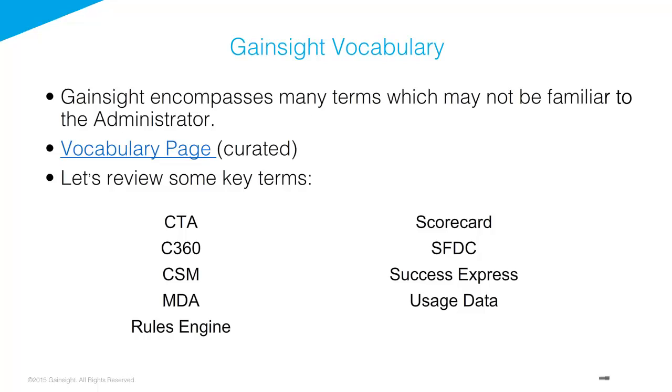MDA is Matrix Data Architecture, a specific piece of Gainsight's architecture that we'll cover in depth later. The Rules Engine is a tool for automating tasks within Gainsight. Scorecards are a user interface element for visualizing data. SFDC, shorthand for Salesforce.com. Success Express, that's a guided implementation program which many of you may have gone through or may be going through. And Usage Data, which is a term for data brought into Gainsight from other resources. Again, we'll cover this in more depth later.